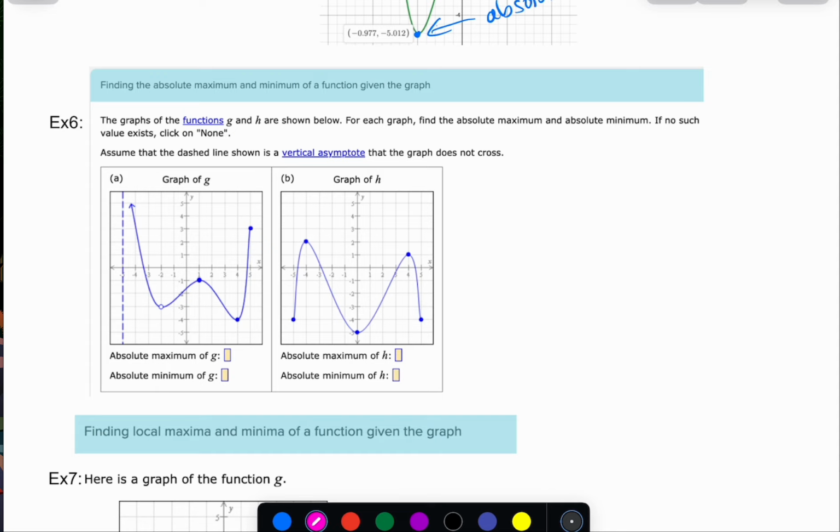In this question, it says, find the absolute maximum and minimum of the function. Now, these functions don't have arrows on the end here. This one doesn't have an arrow. This one doesn't have an arrow. This one does. So watch whether there are arrows or not. Okay. So it says, if no such value exists, click on none. Assume that the dashed line shown is a vertical asymptote. That just means we will approach that value but never cross there. We just keep getting higher and higher, but we never cross that.